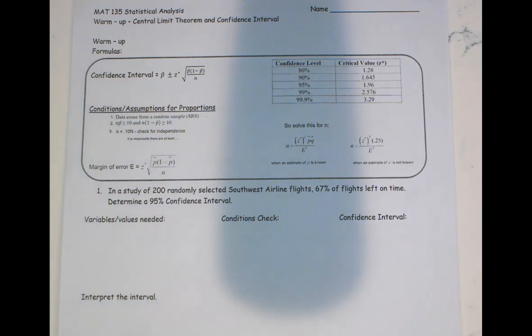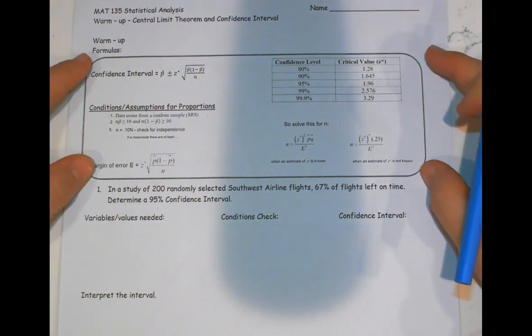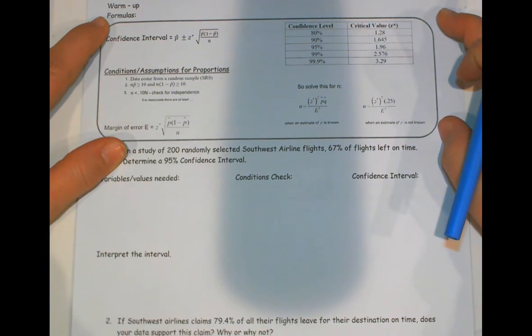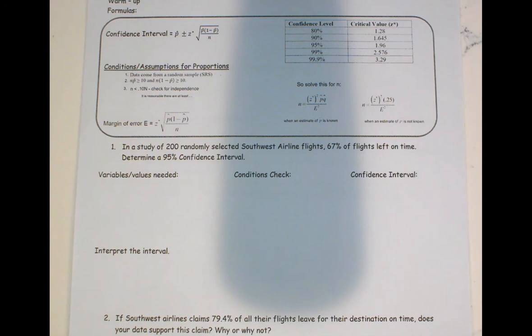So this warm-up is to go over what we've done in this unit so far. Kind of go back to that central limit theorem and then talk about our confidence intervals for proportions that we talked about last class. So here are the formulas that we need that we talked about in our last class. These will be provided for you on quizzes and tests, so I don't expect that you memorize them. However, you should know how to use them and what they're used for.